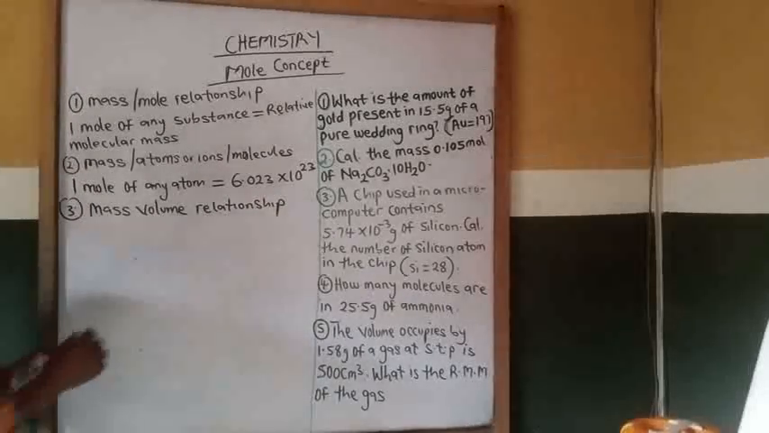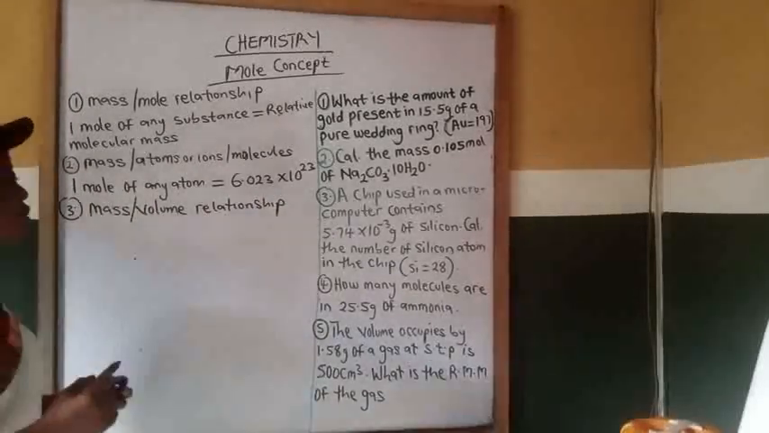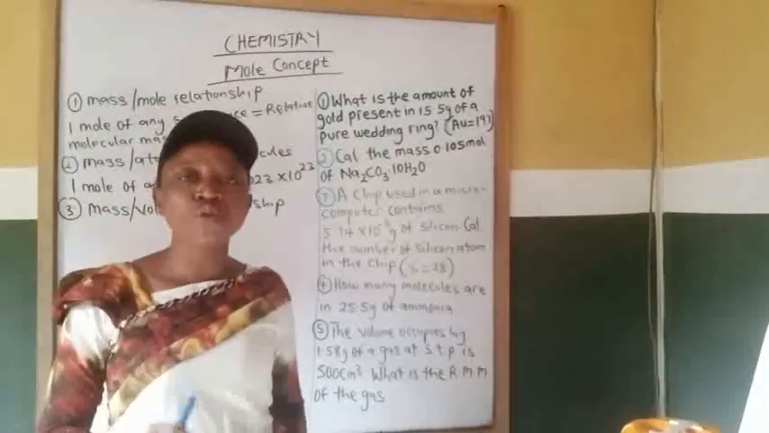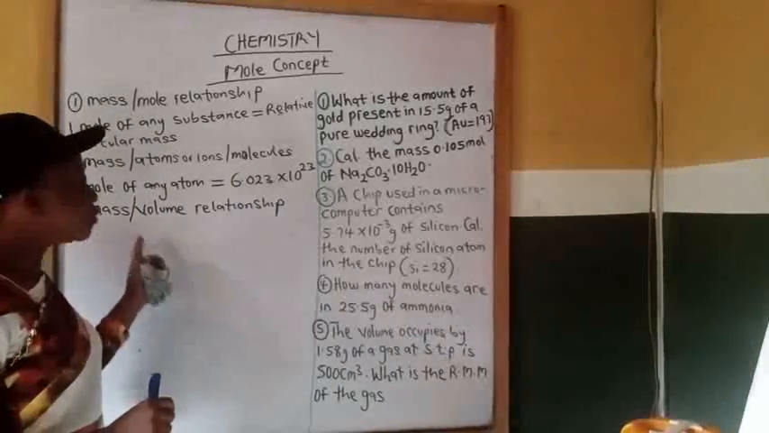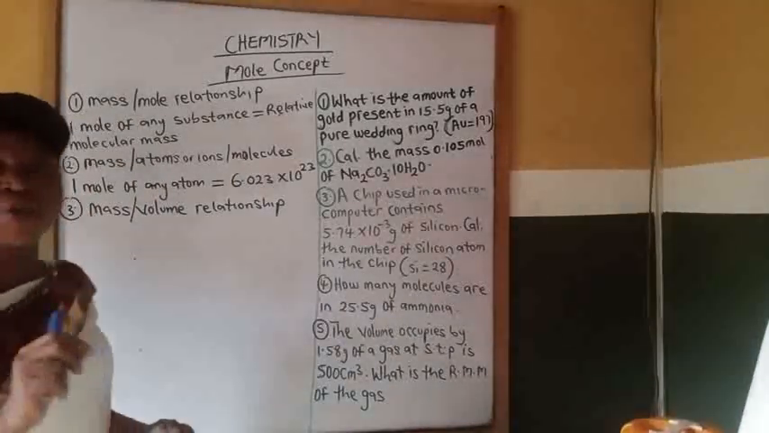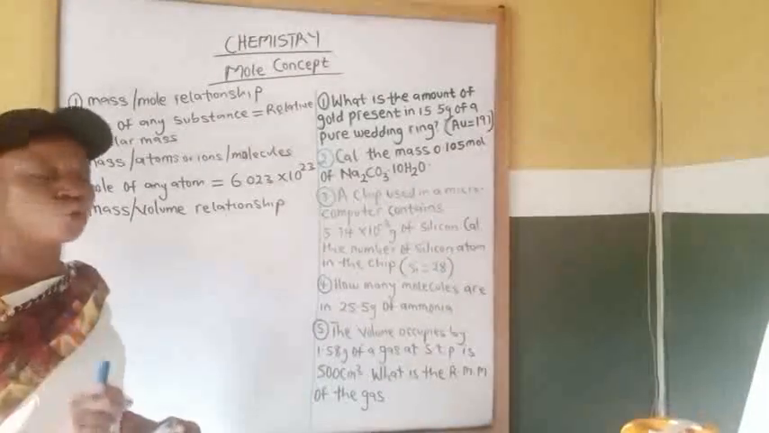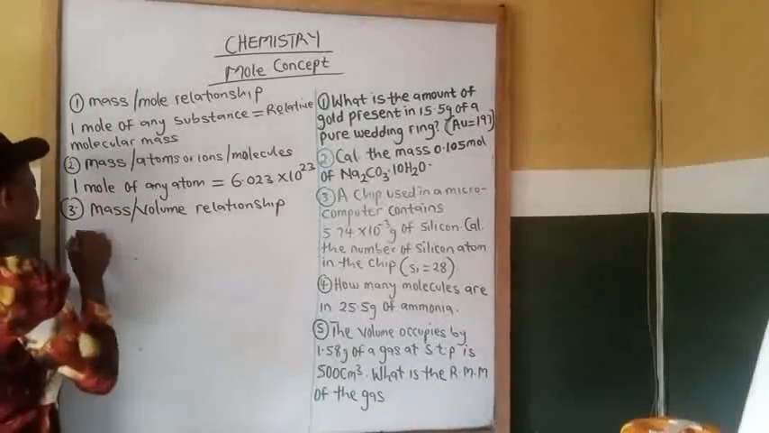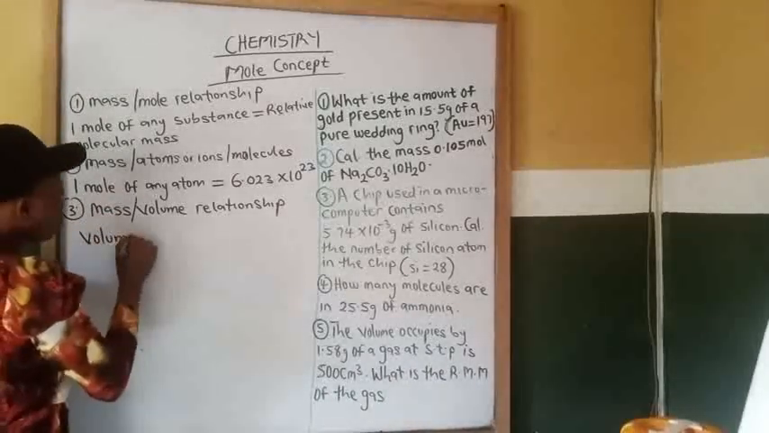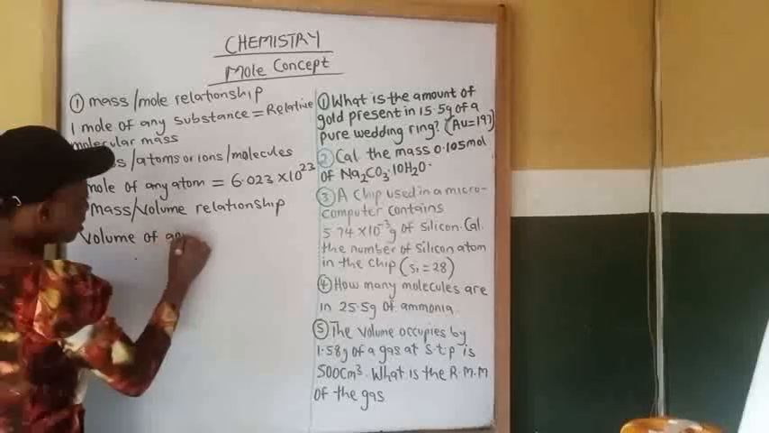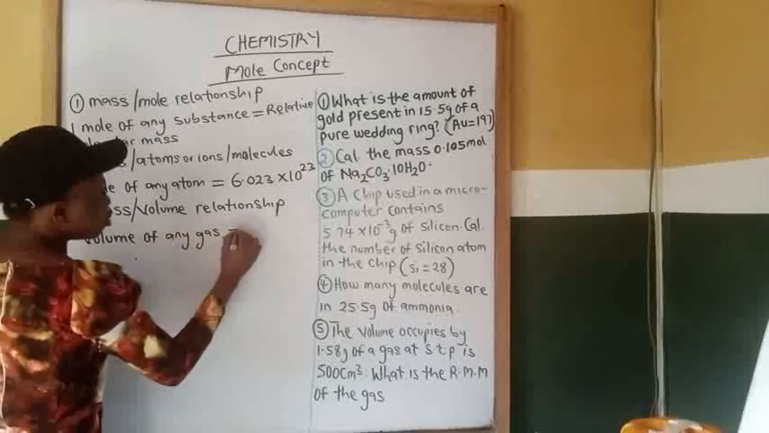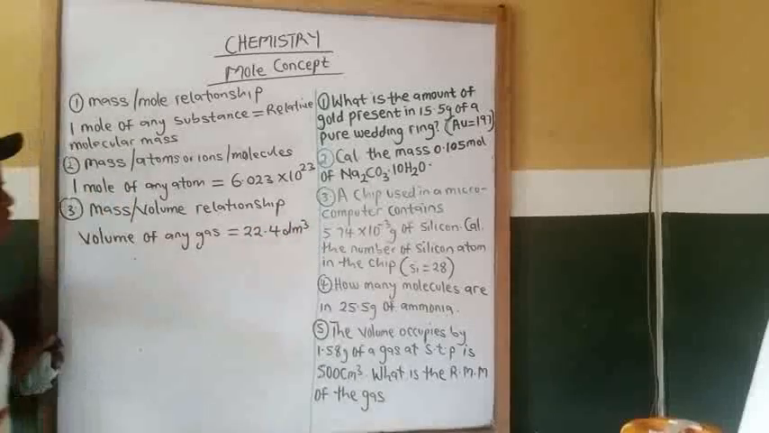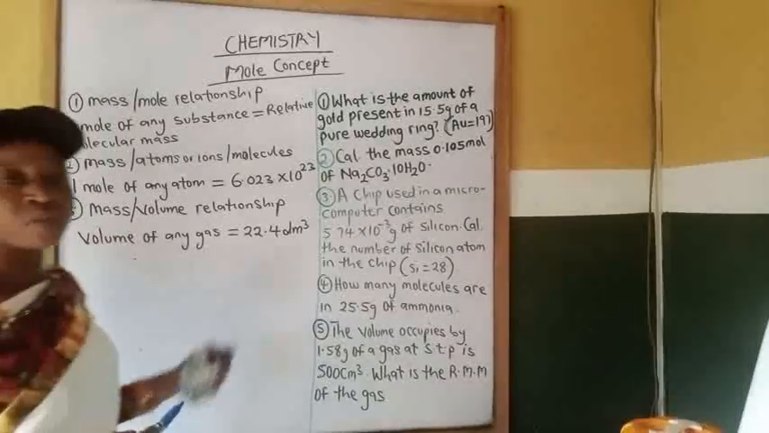So when your question is talking about the mass and the volume of a gas, you use the mass volume relationship. Then the volume of any gas is equal to 22.4 dm cube. So the first thing to write is: volume of any gas equal to 22.4 dm cube. That is the first step to take when your question is talking about mass and volume.